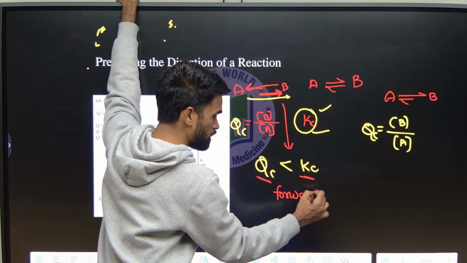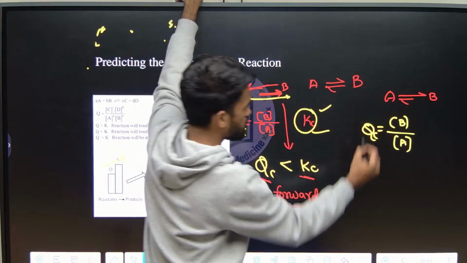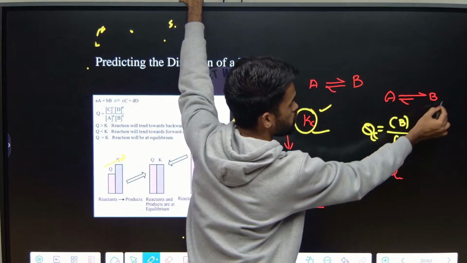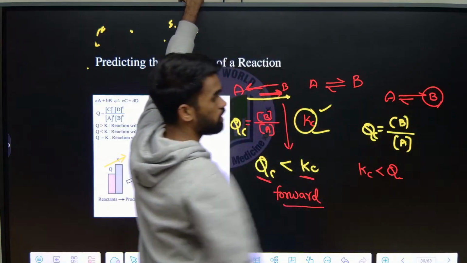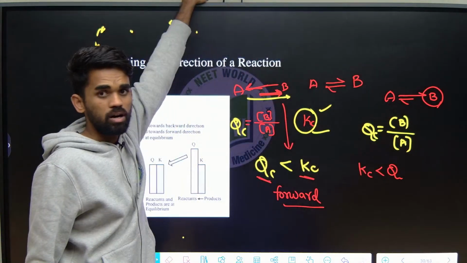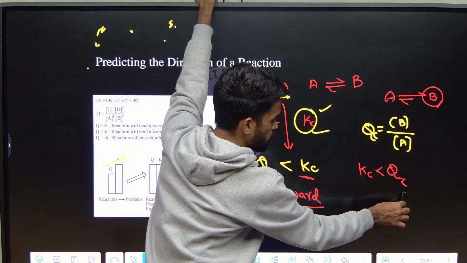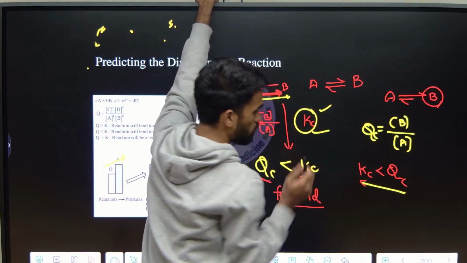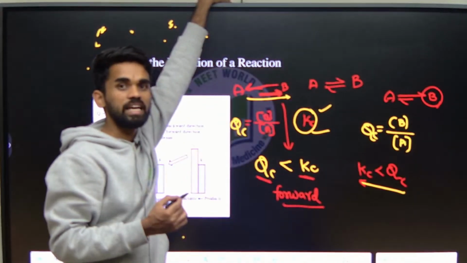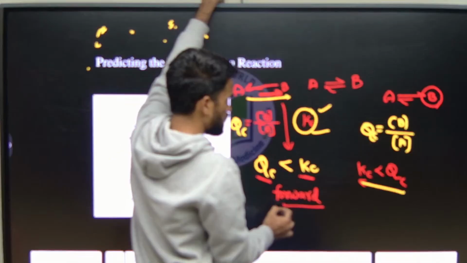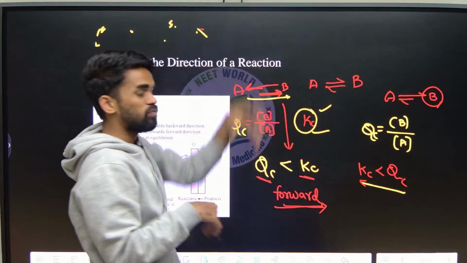So what I can say is, if Qc is less than Kc, the reaction favors forward. This is a simple statement you can remember. And in this case, Kc is less than Qc because the concentration of product is more, it is moving more towards the product side. So in order to attain equilibrium, the reaction moves backward. So when Qc is greater than Kc, the reaction moves backward. If Qc is less than Kc, the reaction moves forward.